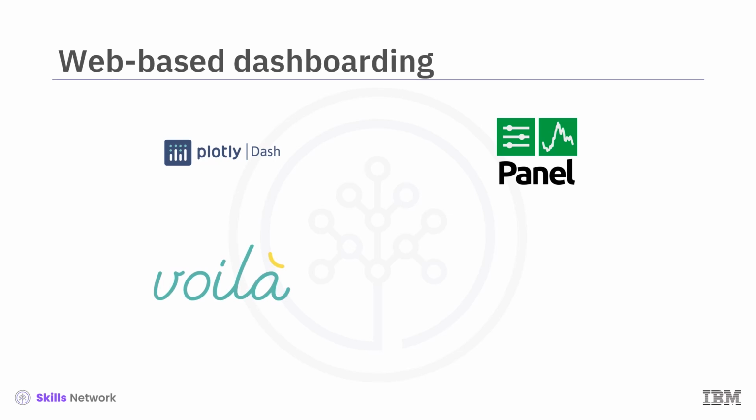Voila turns Jupyter notebooks into standalone web applications. It's compatible with separate layout tools like Jupyter Flex or templates like Voila Vuetify. Streamlit can easily turn data scripts into shareable web apps with three main principles: embrace Python scripting, treat widgets as variables, and reuse data and computation.